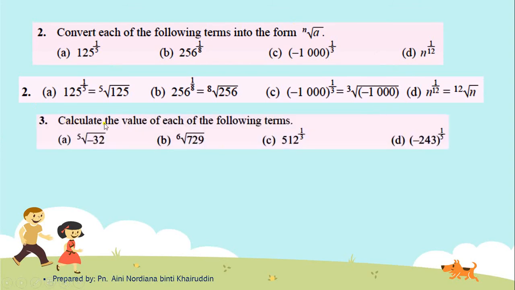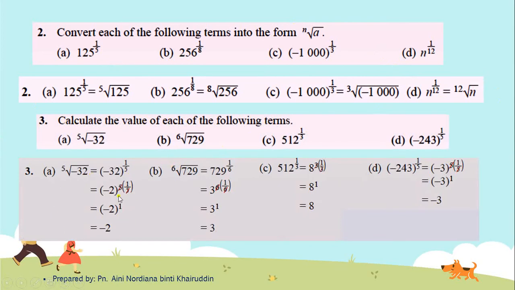So calculate the value of each of the following terms. So this is the calculation. First, write this in the form of a to the power of 1 over n, which is negative 32 to the power of 1 over 5. Then negative 32 changes to the number that equals negative 32, which is negative 2 to the power of 5. Then the power 1 over 5 here remains unchanged.